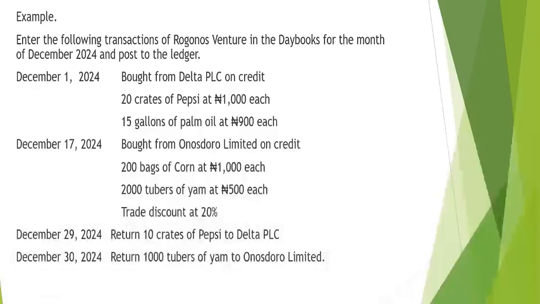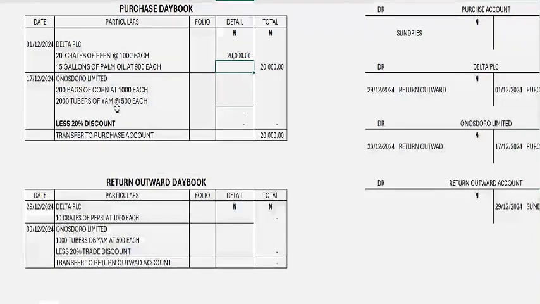The next transaction for that day is 15 gallons of palm oil at 900 naira each. We recorded the 15 gallons of palm oil at 900 naira each. 15 times 900 will give us 13,500. So that is that for that day. We'll add the two together, and it comes to 33,500.